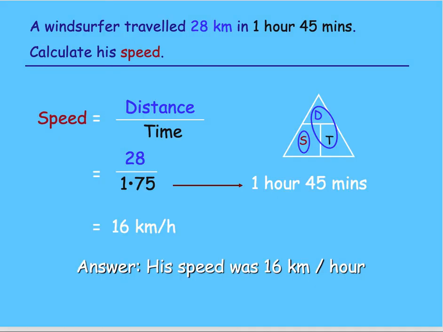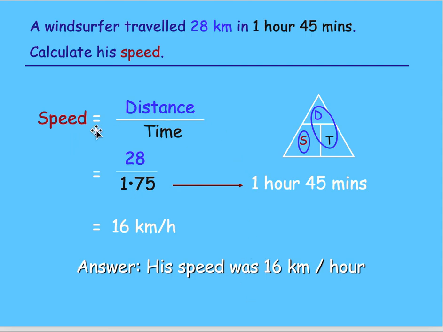Okay, so let's start looking at a few examples. A windsurfer traveled 28 kilometers in 1 hour and 45 minutes. Let's calculate his speed. Remember, speed. So think about the car again. Distance divided by time. Miles per hour. In this case, it's kilometers per hour, because we have kilometers, an hour, and minutes. Okay.